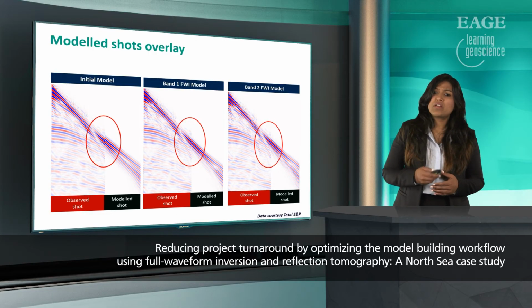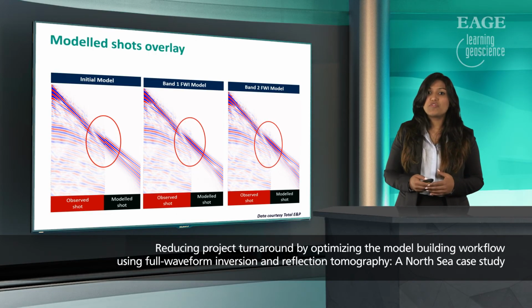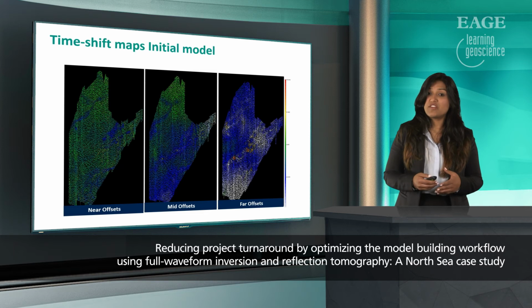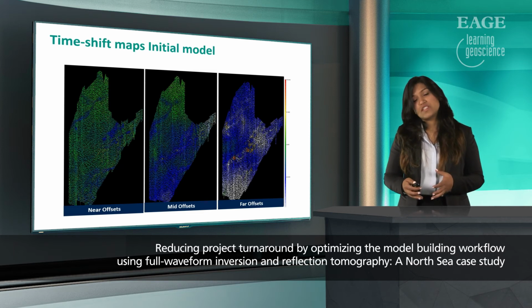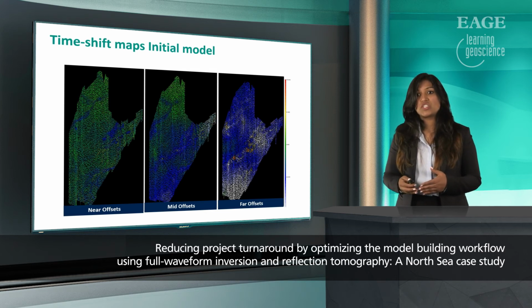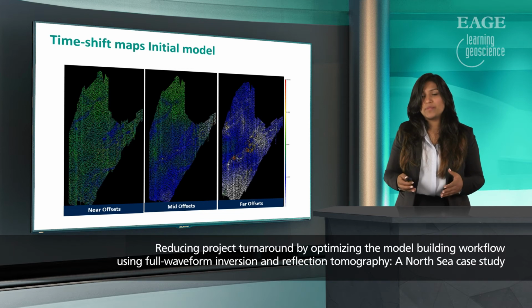However, this is a very localized view of how our model update is performing. To QC the update globally, we generate a cross-correlation time-shift map between the observed and the model dataset for different offset ranges. As per the color scale here, green represents zero time-shift error, which is the ideal case and where we want to be.